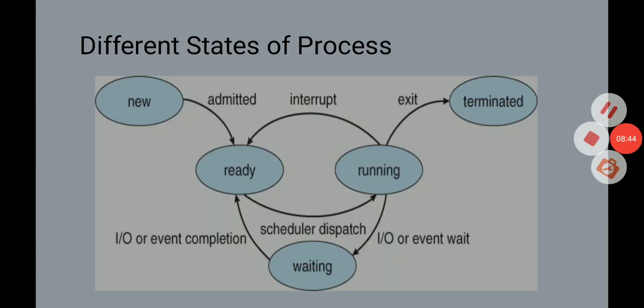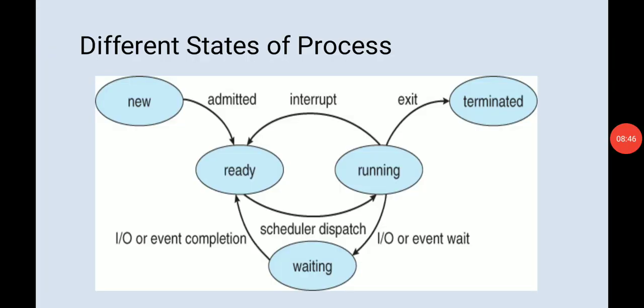Okay. Next are the different states of a process. There are various states of a process. In our diagram, how many can we see? New, ready, running, terminated, and last is waiting. So there are five different process states that I can see in the diagram.